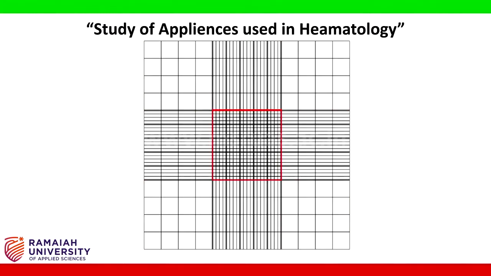The central densely etched large square is called the RBC square, which is further divided into 25 medium sized squares. Each of the 25 medium squares is bound by triple lines, which is further divided into 16 smallest squares by single lines.